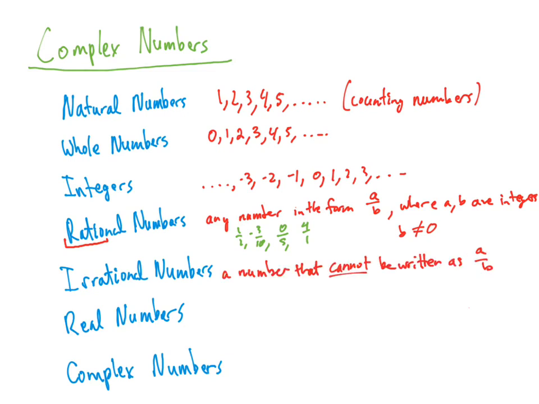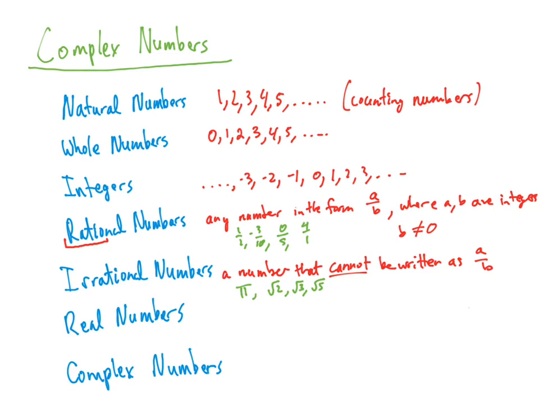Okay, so an example of an irrational number, well, pi is an irrational number because we can't write that as a fraction. We can get close. 22 over 7 is pretty close, but it's not precise. Square root of 2, square root of 3, square root of 5. There's a lot of square roots.